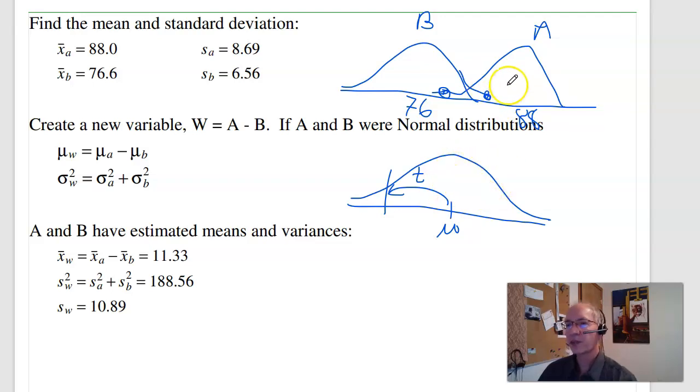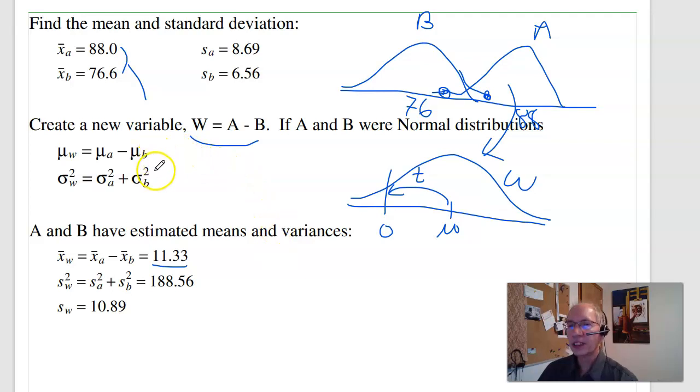Well, force the problem to fit that solution. What I'm going to do is create a new variable called W. W is the difference of A minus B. If W is greater than 0, that means A is bigger than B. If W is less than 0, A is less than B. When you add normal distributions, a normal plus a normal is a normal. When you subtract normal distributions, the means subtract. So the mean of W is just the mean of A minus the mean of B. So take the difference in the two, I get 11.33.